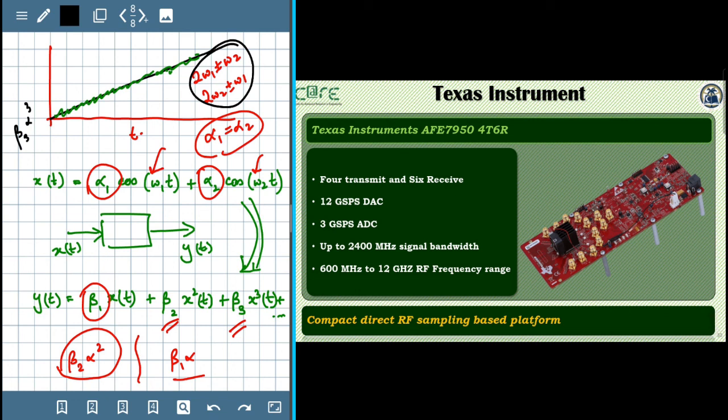The Texas Instruments chip AFE795046R has the capability of having 4 transmit and 6 receive antennas. 12 gigasamples per second DACs are there, 3 gigasamples per second ADCs are available, and up to 2400 megahertz of instantaneous bandwidth capture is possible. It is also basically a compact direct RF sampling based platform, ideal for the next generation communication systems.